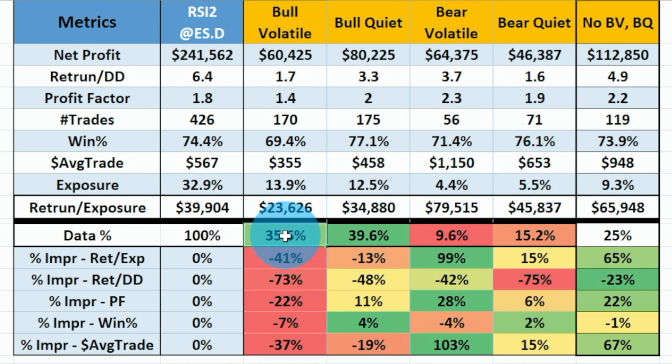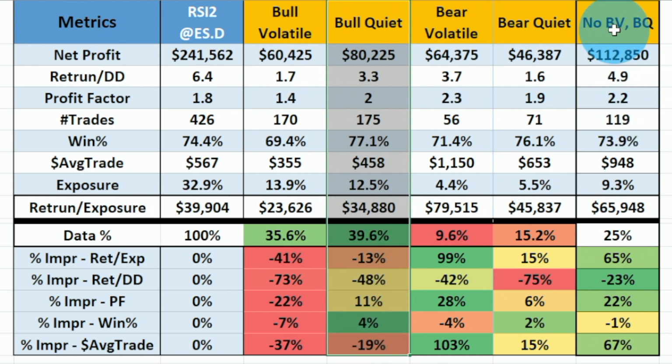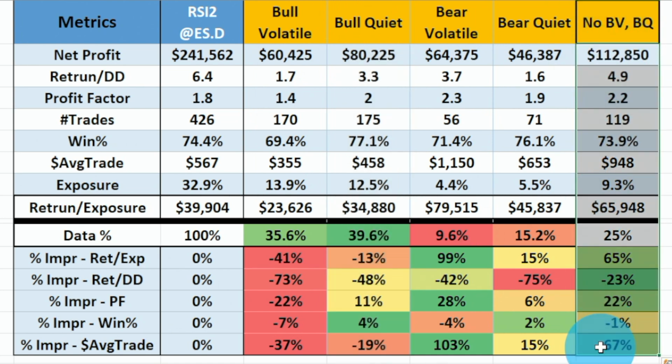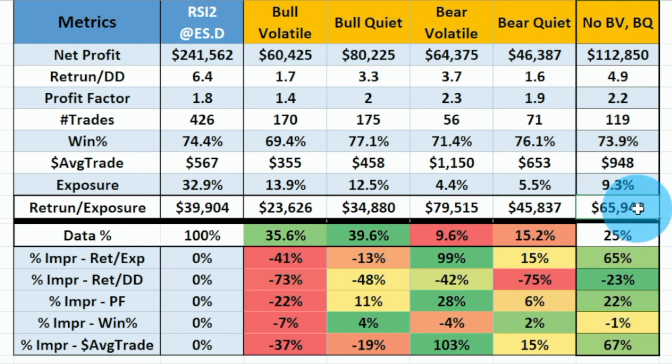And this shows the amount of data for each market regime using the full data history, which is 18.5 years. And we can see that the bear market is about 25% of the time from the full data. The worst strategy performance is in the bull volatile regime and also the bull quiet regime. And I exclude both of them here. And you can see these are the numbers by excluding these 2 market regimes. And you can see that our return to exposure is extremely high, 65% better than our original strategy.